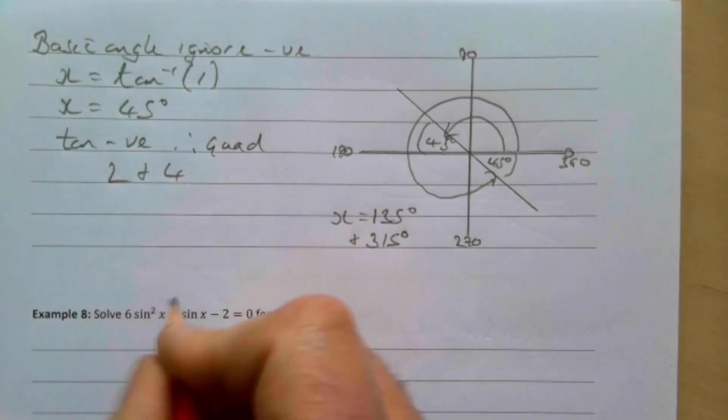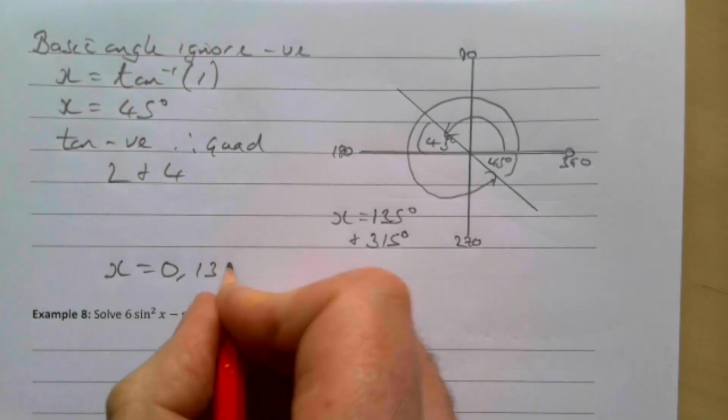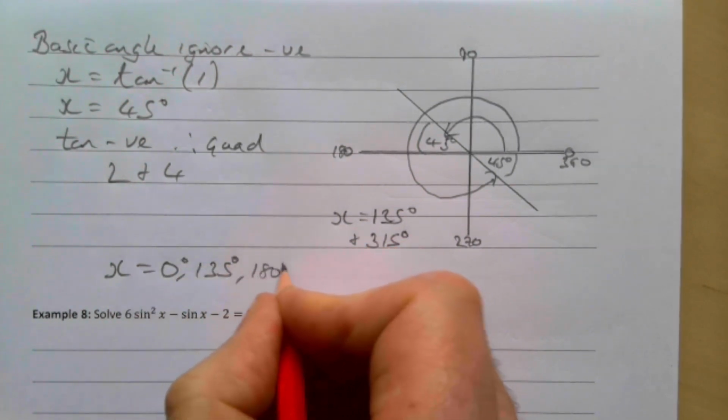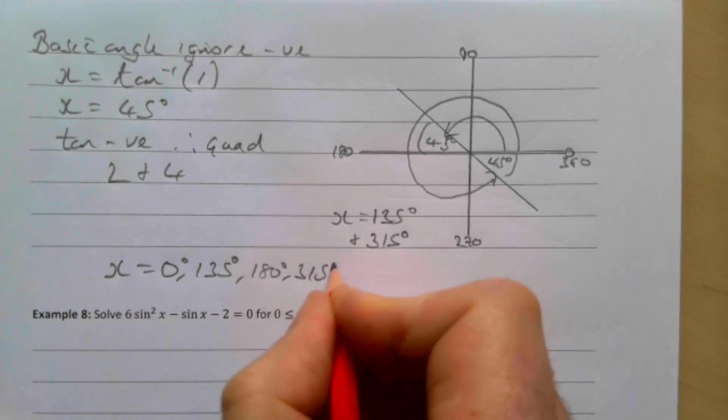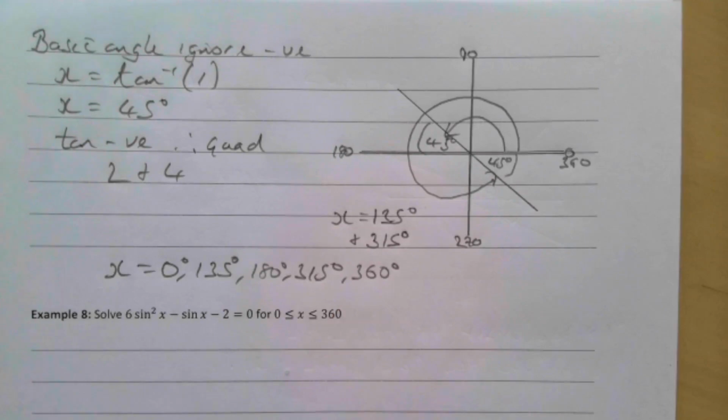So final answer then, we have x equal to 0 degrees, 135 degrees, 180 degrees, 315 degrees, and 360 degrees.